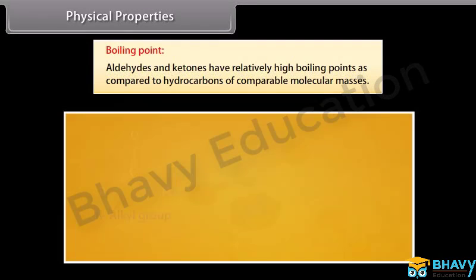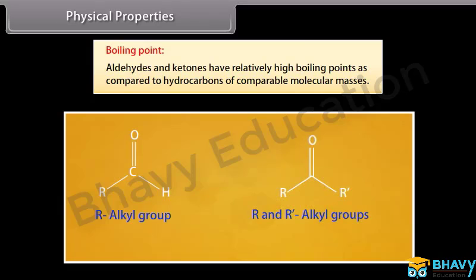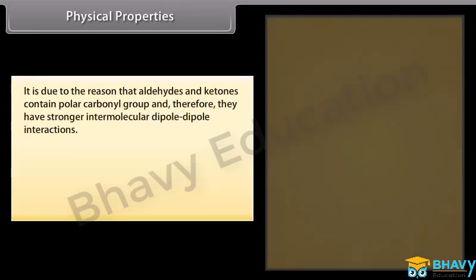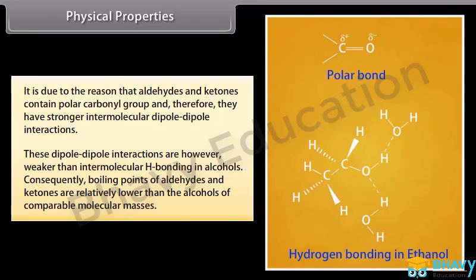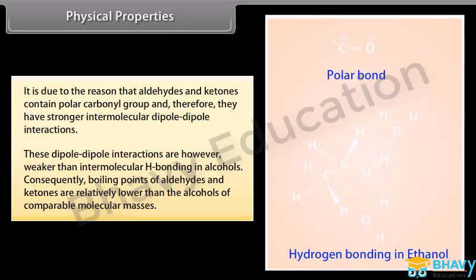Physical properties. Boiling point. Aldehydes and ketones have relatively high boiling points as compared to hydrocarbons of comparable molecular masses. It is due to the fact that aldehydes and ketones contain a polar carbonyl group, and therefore they have stronger intermolecular dipole-dipole interactions. These dipole-dipole interactions are, however, weaker than intermolecular hydrogen bonding in alcohols. Consequently, boiling points of aldehydes and ketones are relatively lower than the alcohols of comparable molecular masses.